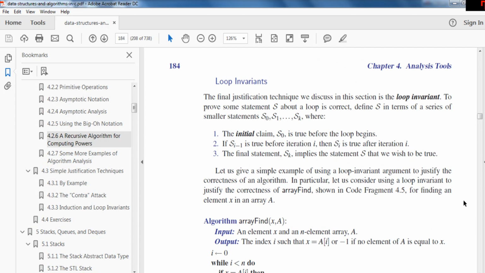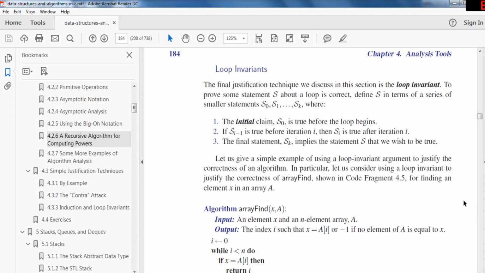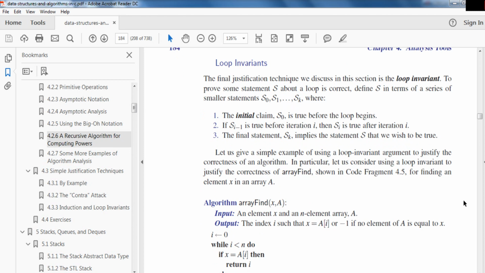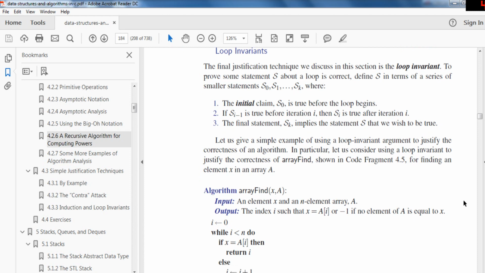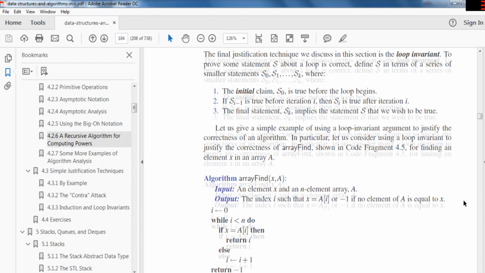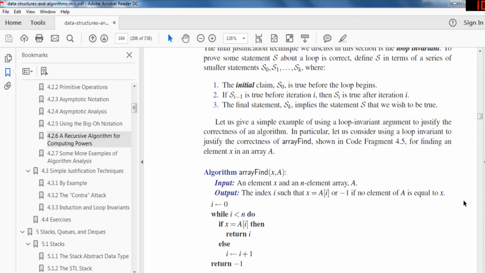All right, let's talk about loop invariants. A final justification technique we introduce is the loop invariant. To prove some statement S about a loop is correct, you define S in terms of a series of smaller statements, S0, S1, up to Sk, where there's an initial claim, which is that S0 is true before the loop begins.